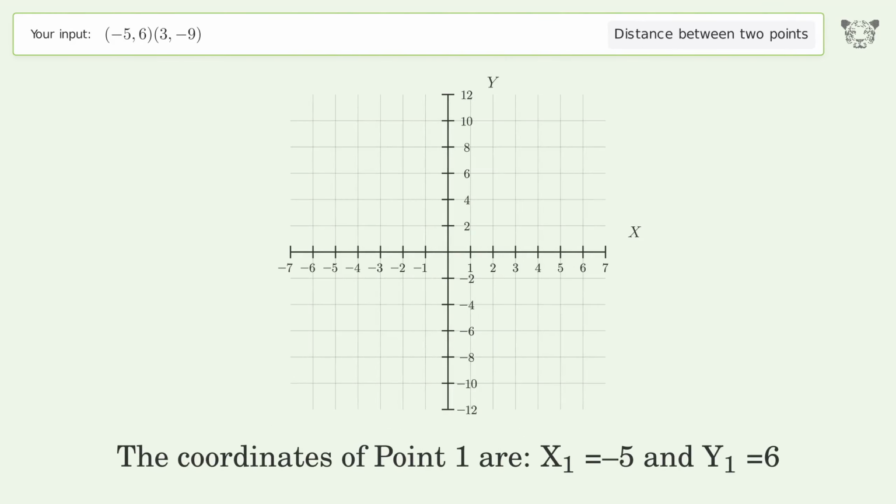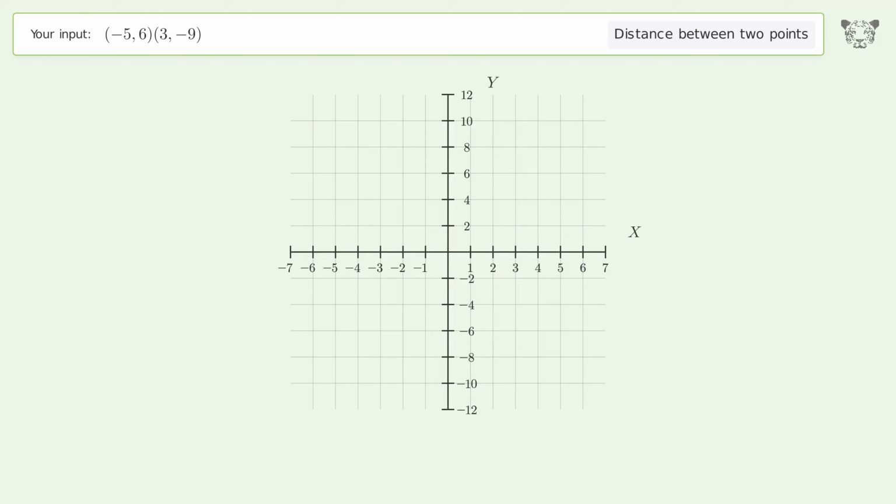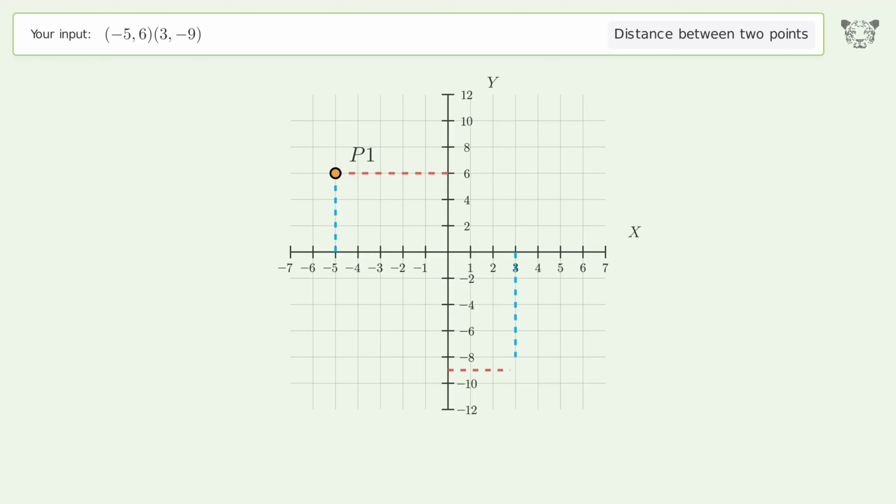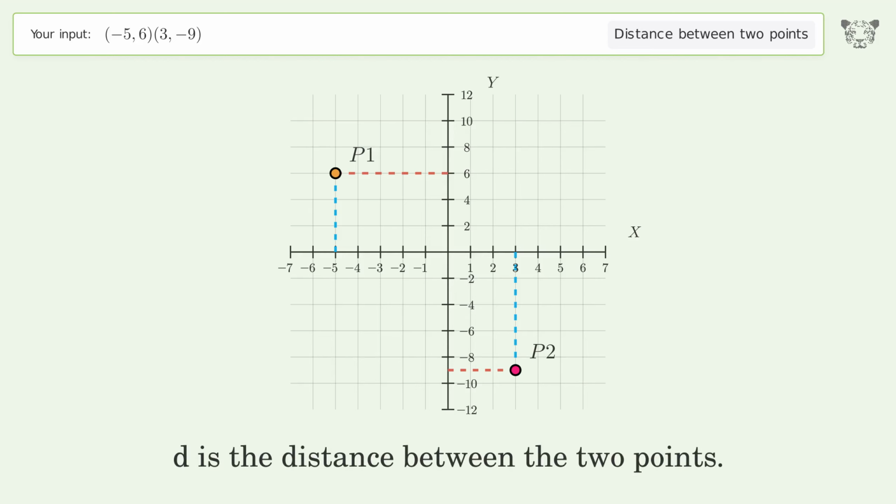The coordinates of point 1 are x1 equals -5 and y1 equals 6. The coordinates of point 2 are x2 equals 3 and y2 equals -9. D is the distance between the 2 points.